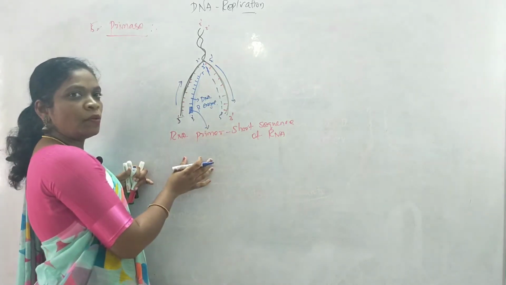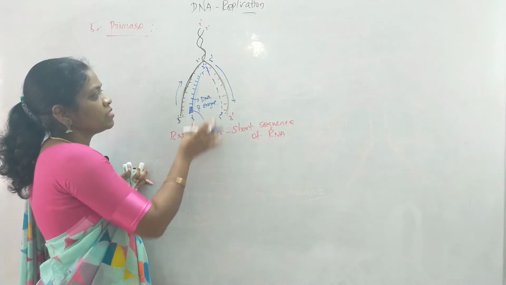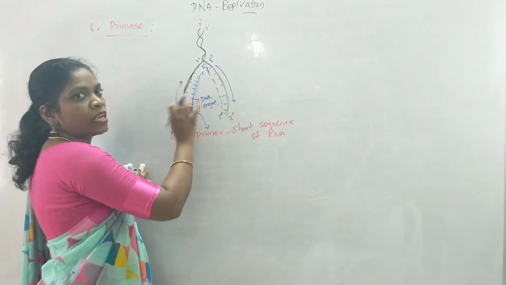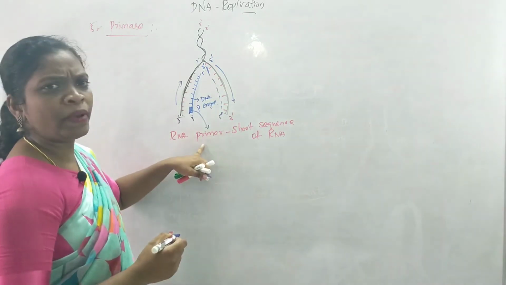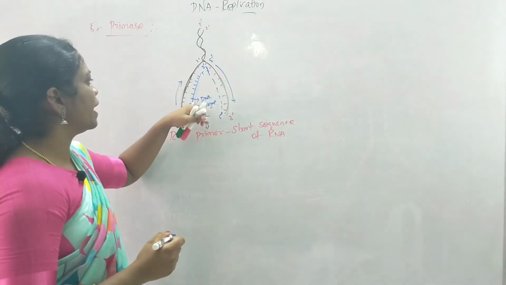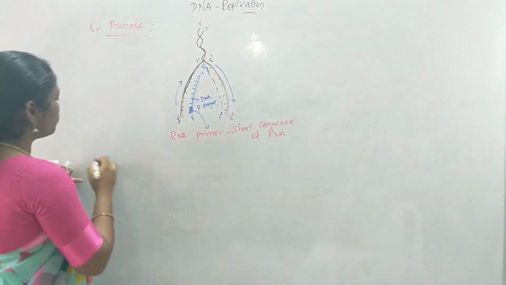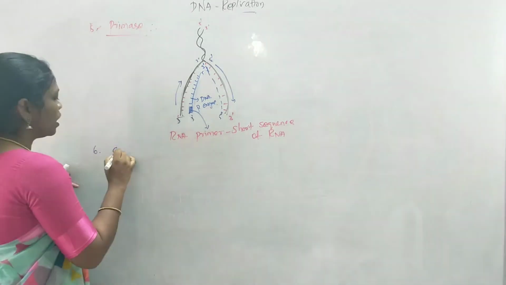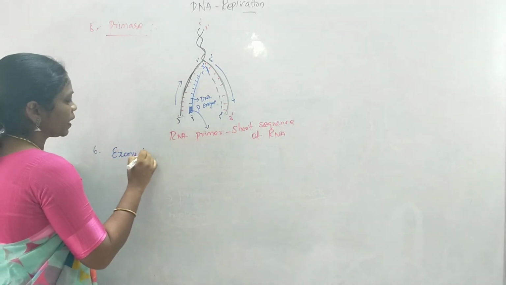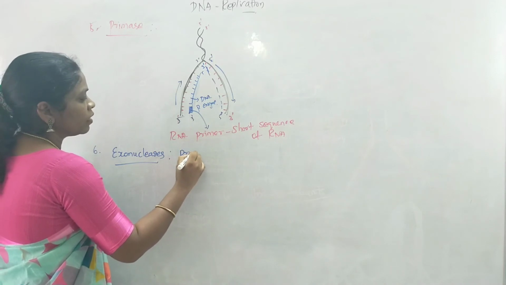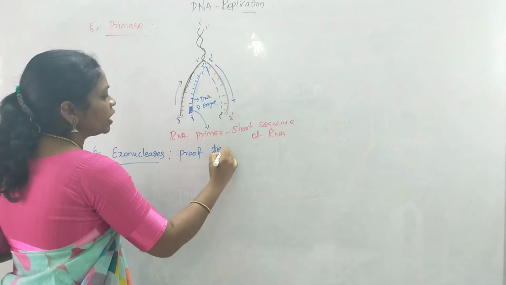So DNA polymerase 3 can synthesize a new strand, adding nucleotides in both directions in the case of replication. The primase enzyme is very essential for starting the process of replication. The next group of enzymes you are going to learn about is exonucleases. These exonucleases will do the process of proofreading.